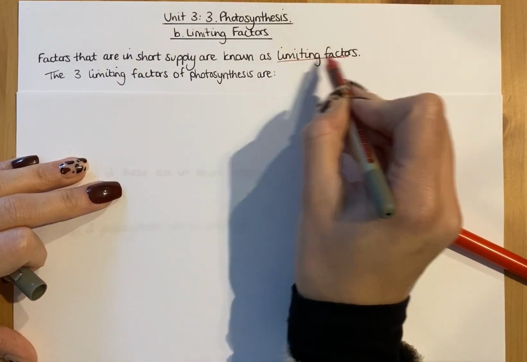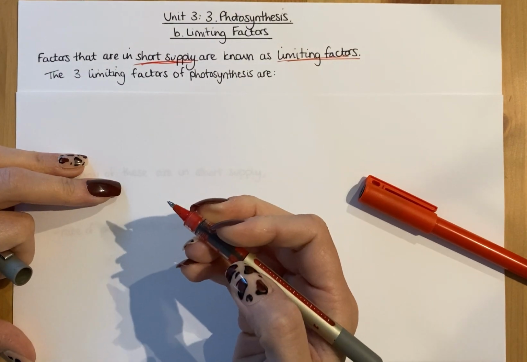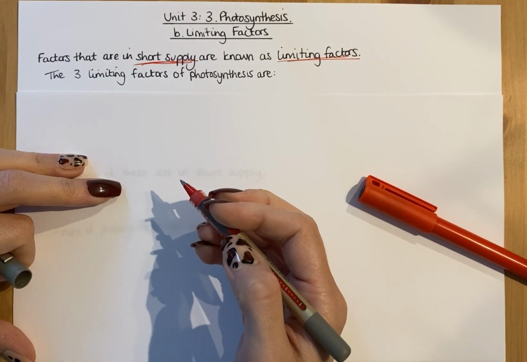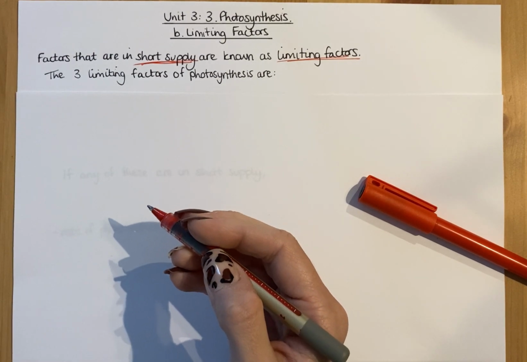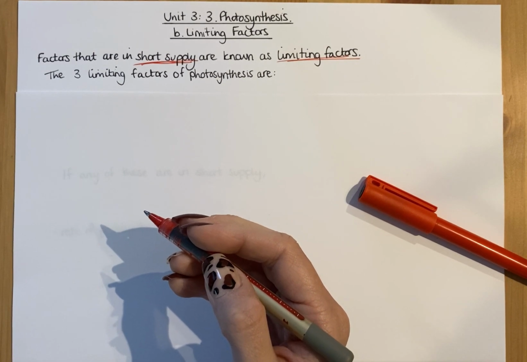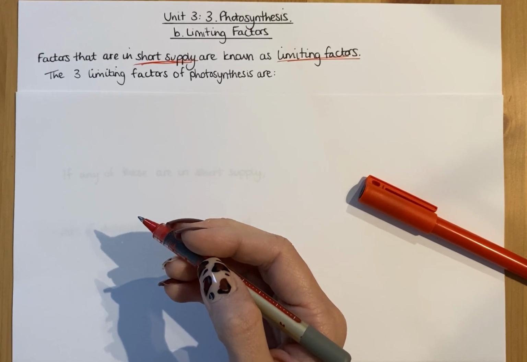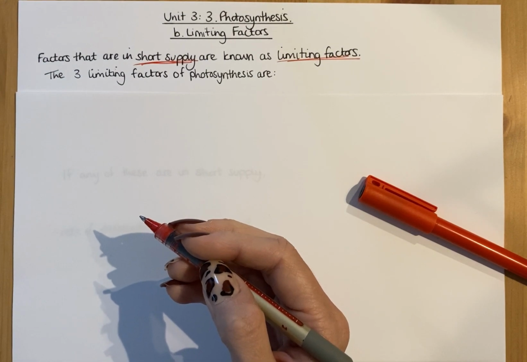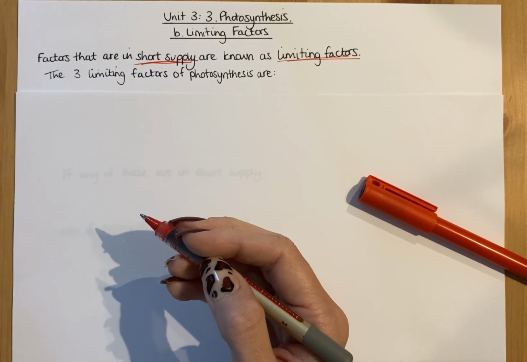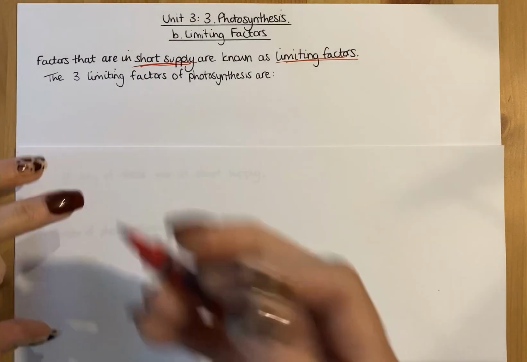So a limiting factor is basically anything that is in short supply that is needed for a process. Okay, so if you think about photosynthesis, it needs carbon dioxide, it needs water, it needs enzymes, it needs light, it needs chlorophyll, etc. Now there are three things within that that are essential, that if those are in short supply or limited, photosynthesis will either slow down or entirely stop. Now these three limiting factors are really important.